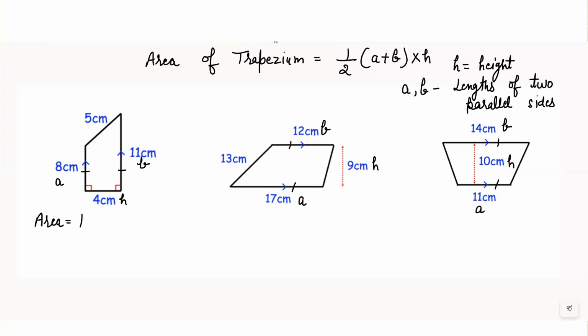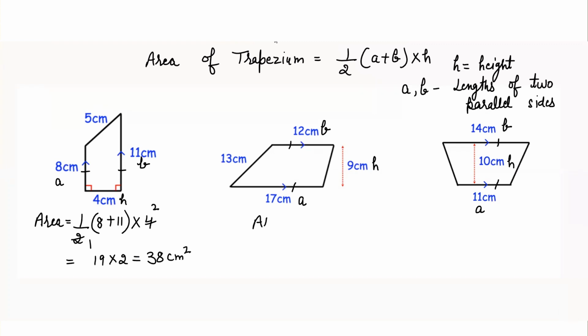So area is equal to 1 by 2 into A is 8 and B is 11 into 4. So we can simplify this, and what will we get? 8 plus 11 is equal to 19 into 2, which is equal to 38 centimeter square.